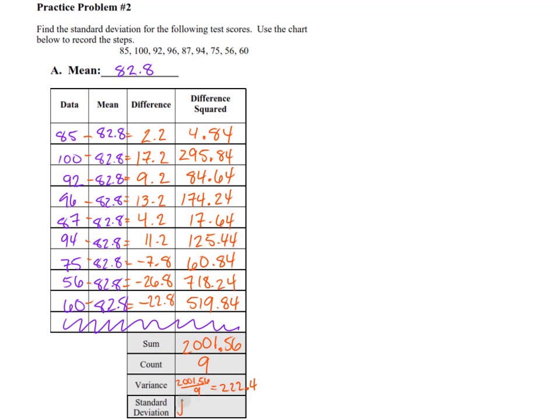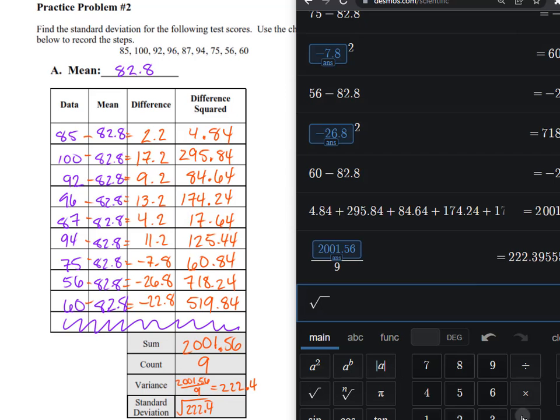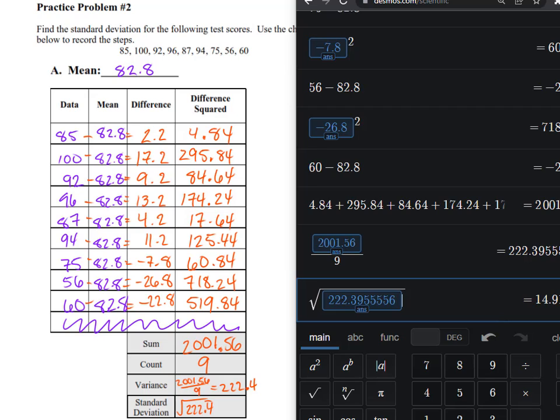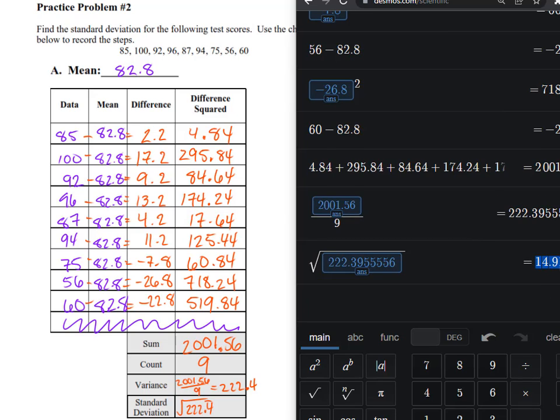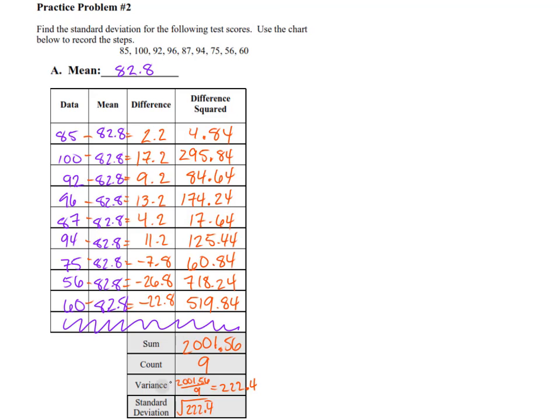So 222.4. And to get our standard deviation, we just need to do the square root of the variance. So whatever the square root of that answer is, in fact, you can actually put in square root of the previous answer. And our standard deviation is about 14.91. 14.91 is our standard deviation, and there's our variance. So those are the two things that we're looking for.